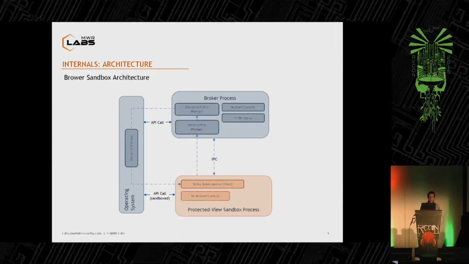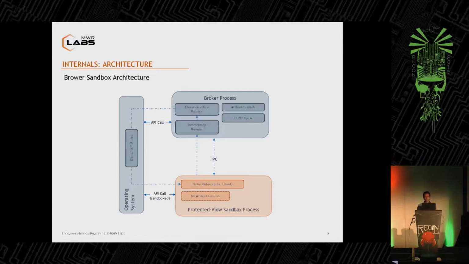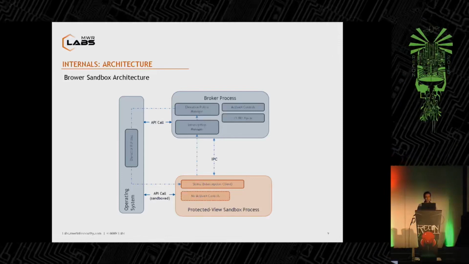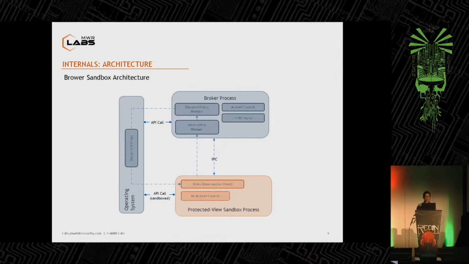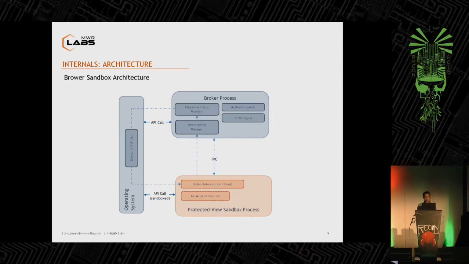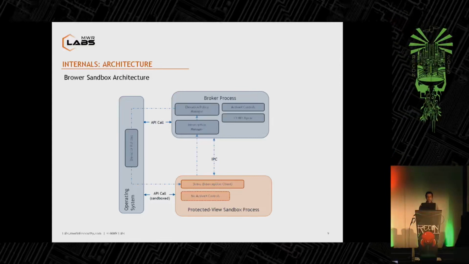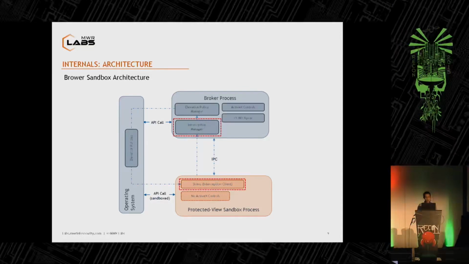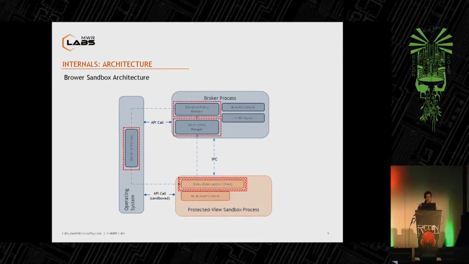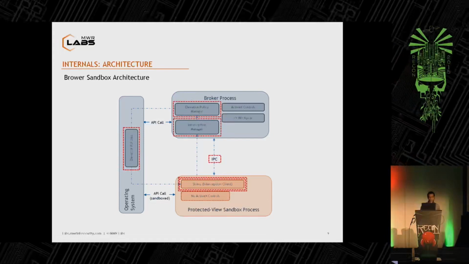Now, this is a typical IE sandbox architecture consisting of a higher privilege broker process, the sandbox process where the web content is to be rendered in, and also the OS. In this model, three main components are central to the functionality of sandboxing. The first is the intersection component. Second is the elevation policy component. And lastly, of course, we have the IPC.